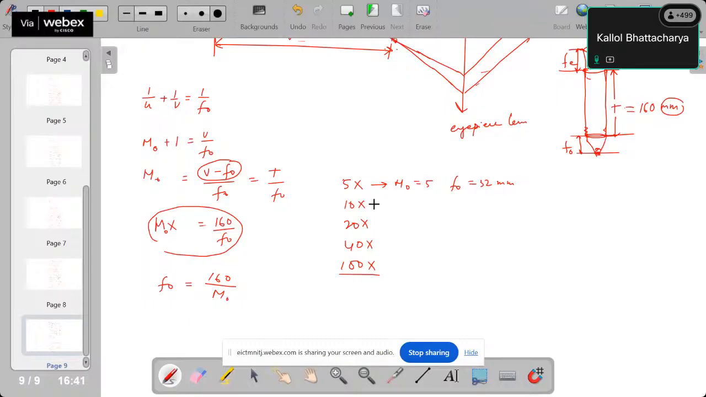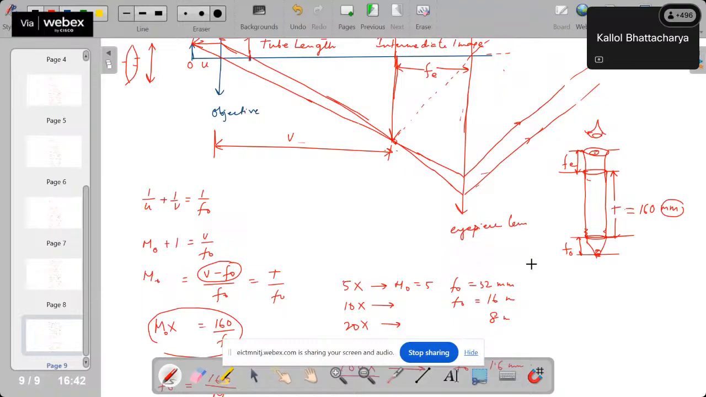Similarly, a 10x objective will have a focal length of fo equal to how much? 16 millimeters. Well, a 20x objective, similarly, you can calculate, will be 8 millimeters. A 100x objective will have a focal length of 1.6 mm. It's a very, very short focal length.